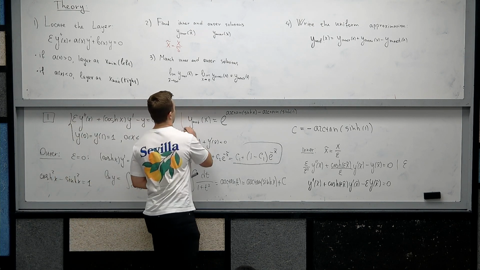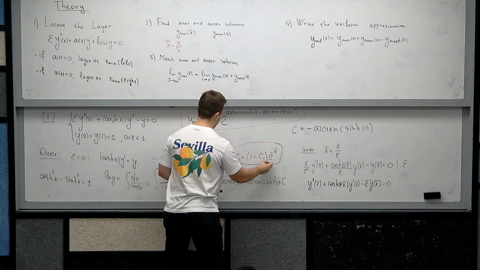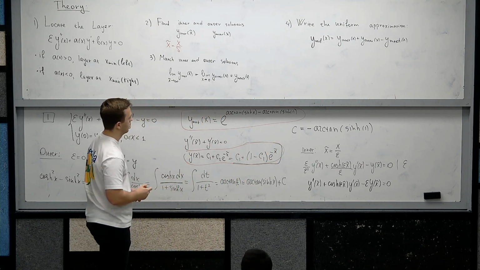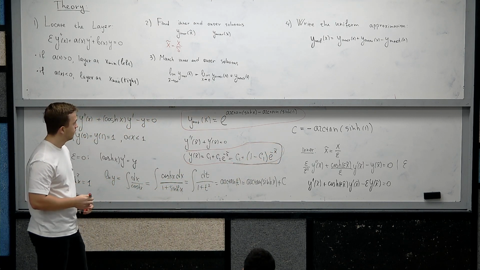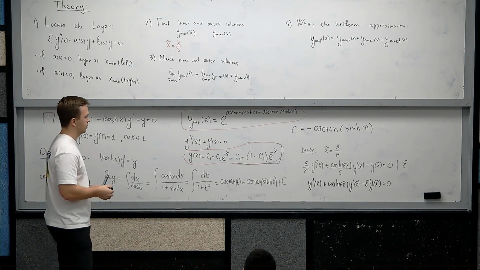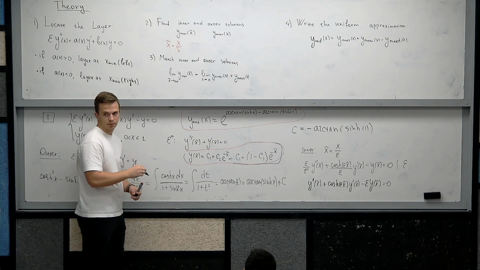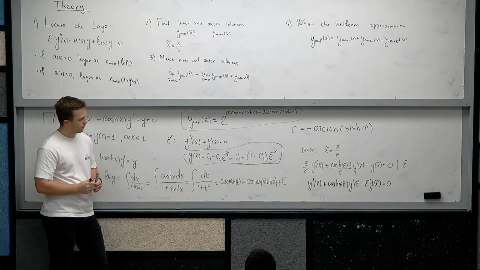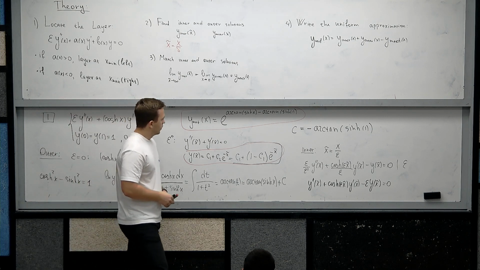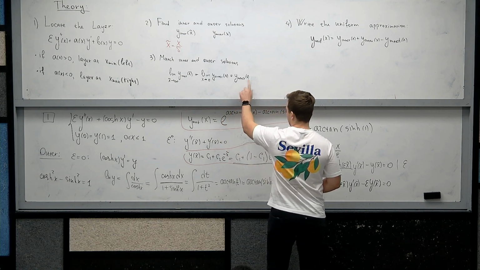Here is the outer solution, here is the inner solution. There is epsilon. In the final term there is minus epsilon y. You neglected this term, the final term. It's small. It's leading order, so yeah. Now let's find the matching solution.